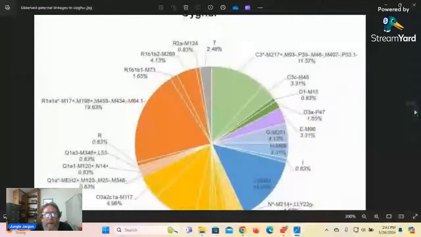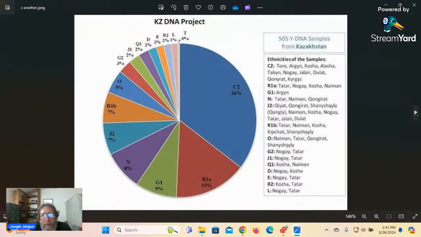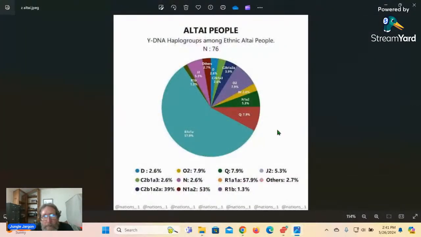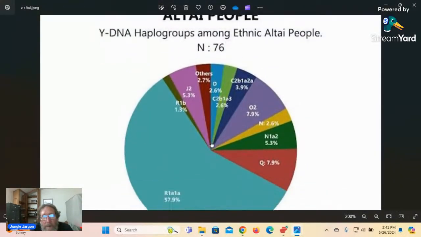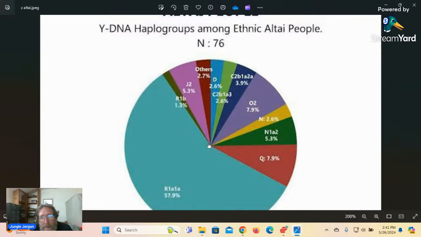There's another sampling of the Uyghur population, a large percentage of J2. In Kazakhstan, there's a large percentage of descendants of Nimrod. Tartars, Altai people. Now, the Altai people is interesting because this is where the Denisovan DNA was found, but it's also a huge percentage of all R1A today, which is interesting.